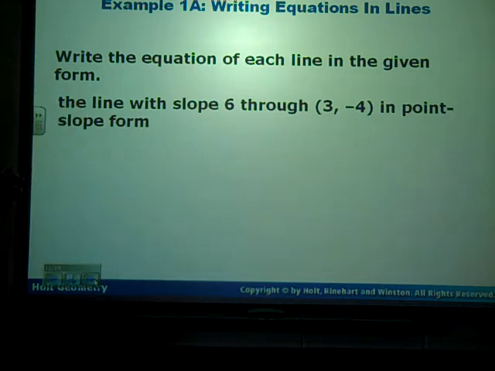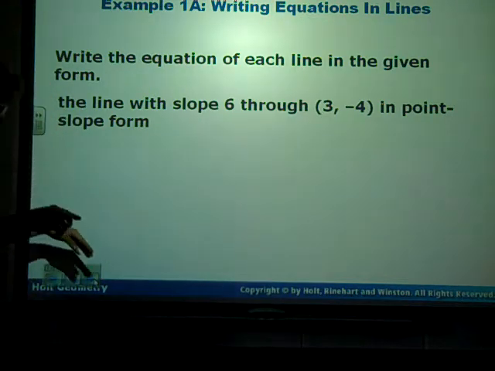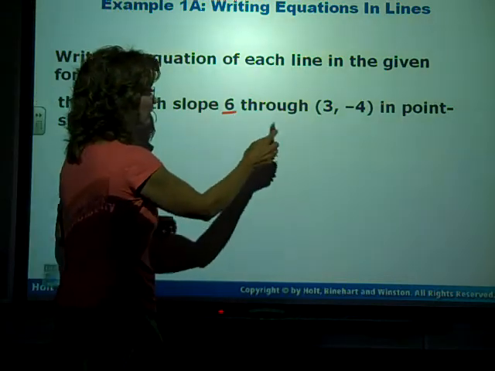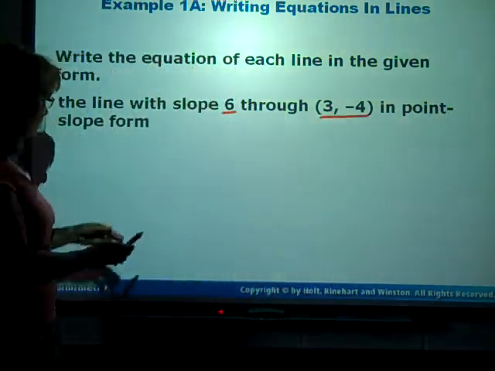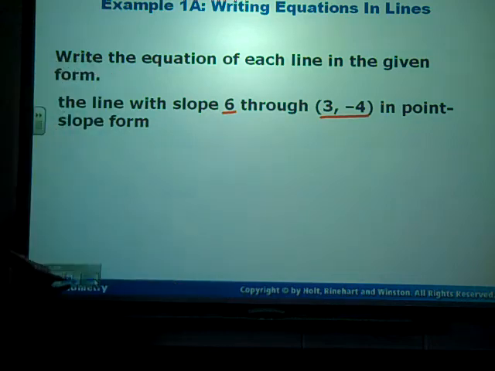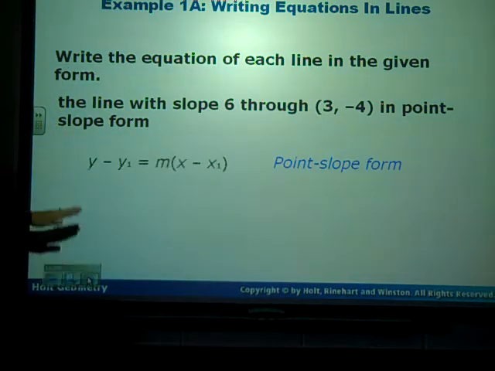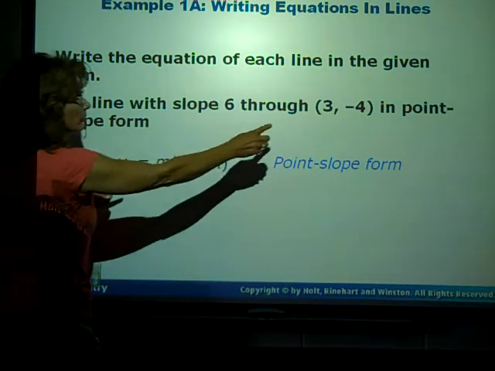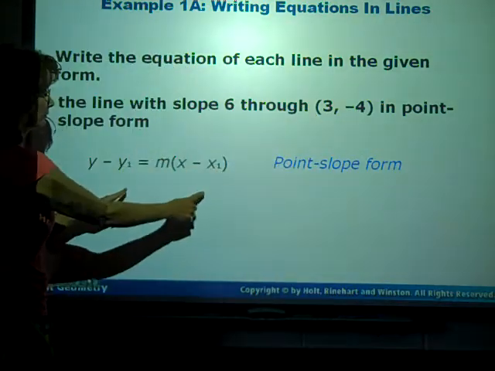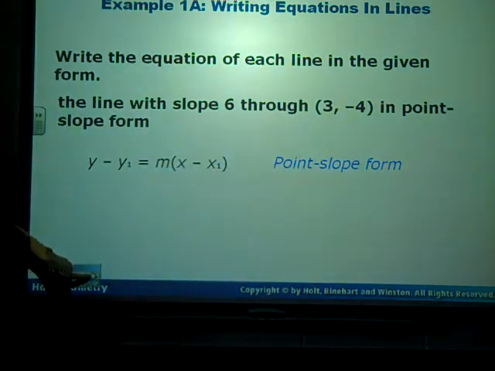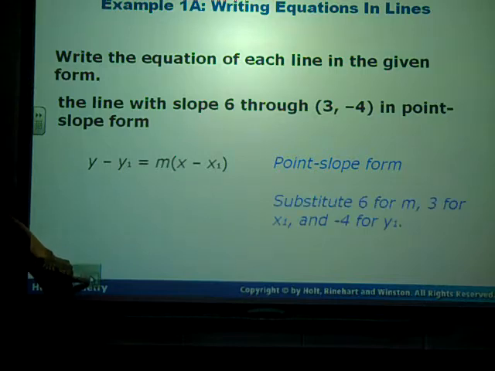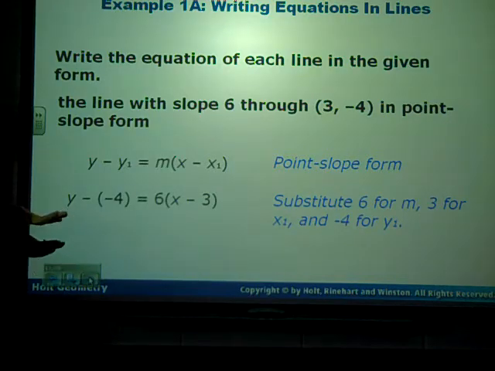So now we want to write the equation of a line in the given form, and we're going to write a line with a slope of 6 through this point in point-slope form. So all we do is we write point-slope form. We know this is x sub 1, y sub 1, and this is the slope. We put them in, and we're done. Well, we're almost done.